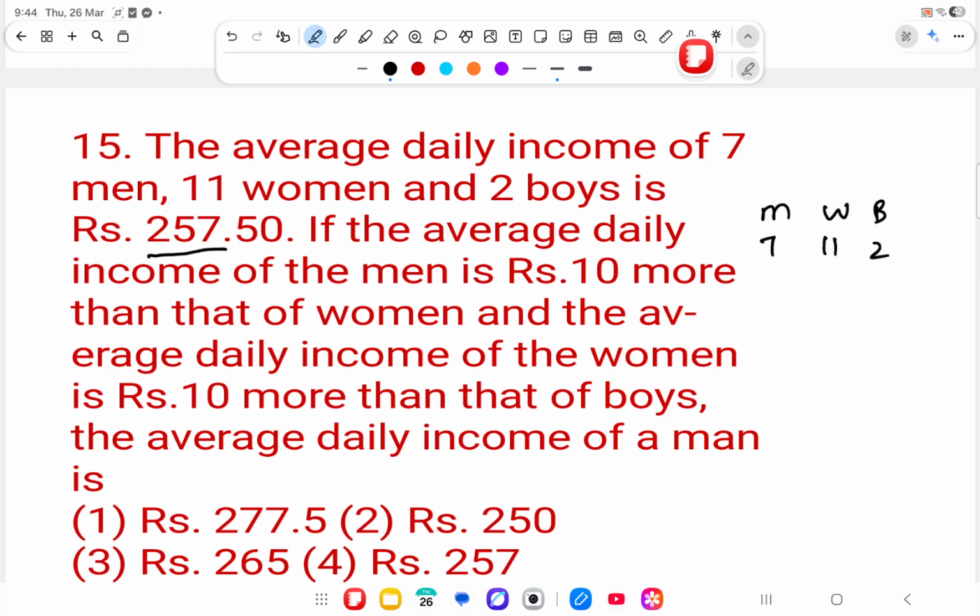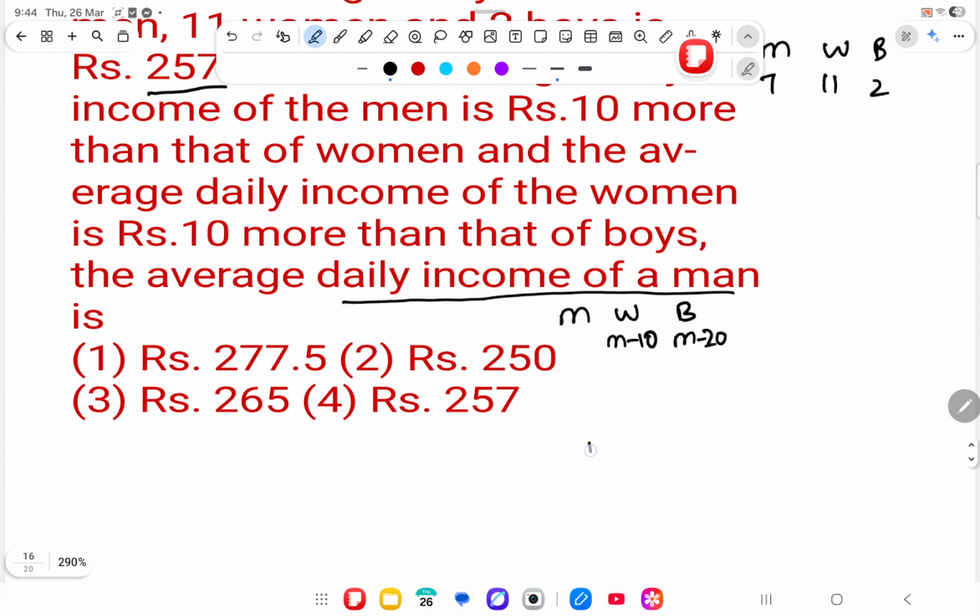Okay. See, if the men are 10 more, if I am taking men as letter M, then women will be M minus 10. And the boys will be M minus 20. Okay. Why did I take it like that? See, finally they're asking the average daily income of a man, so I converted everything into man. Hope you understood this. So men are 7, women are 11, boys, I mean kids, are 2. So men, how many? M. And women are M minus 10, boys M minus 20.